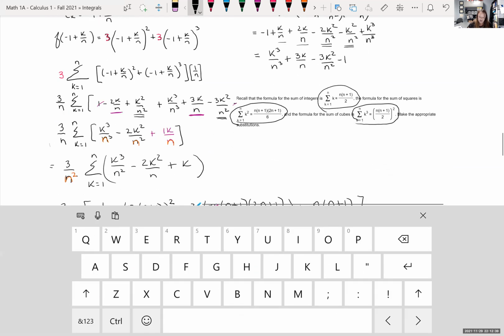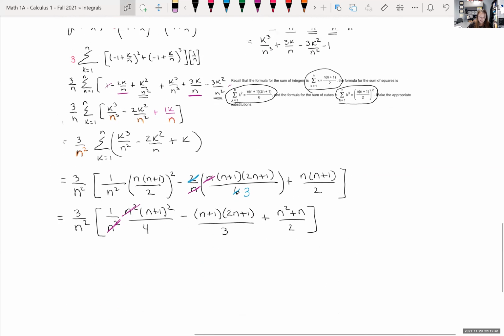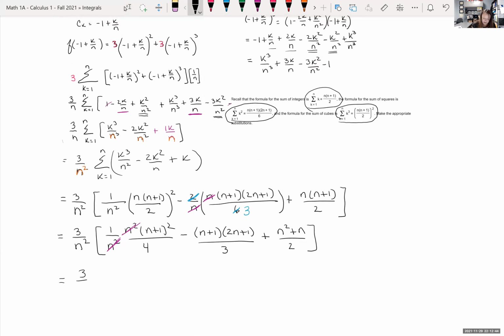So we still want to distribute out and maybe cancel if we can. 3 over n squared. This is going to give us n plus 1 times n plus 1. So that's n squared plus 2n plus 1 all over 4 minus, if I FOIL this out, that gives us 2n squared plus n plus 2n. So that's plus a 3n plus 1 all over 3 plus n squared all over n plus n all over 2.